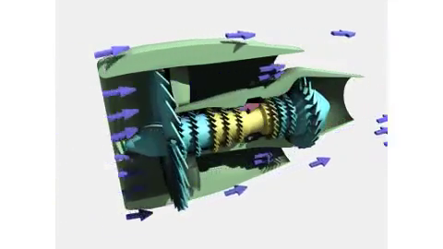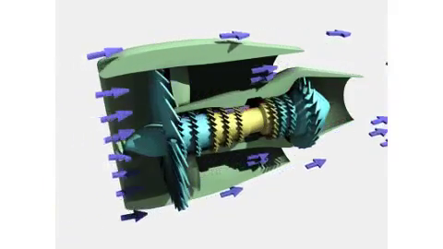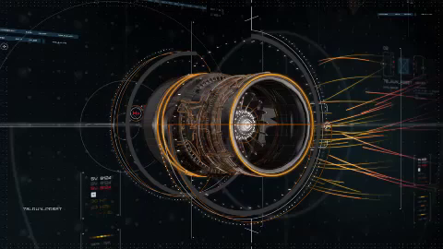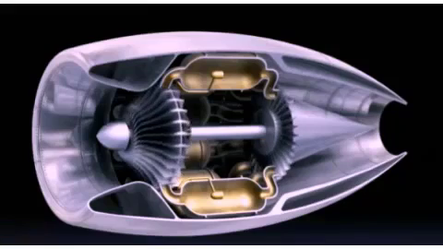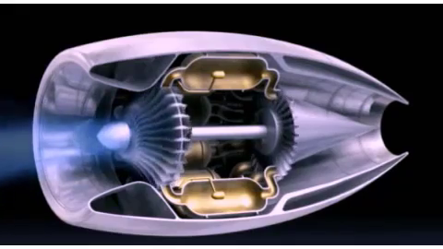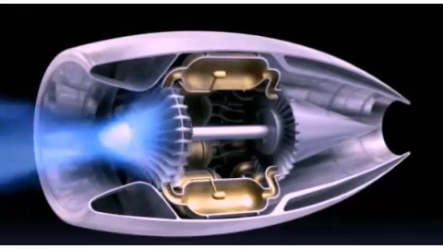The turbines of the jet spin around thousands of times. They are fixed on shafts which have several sets of ball bearings in between them. Working of jet engine. The compressor sucks the air and compresses it. This highly compressed air is then forced into the combustion chamber.